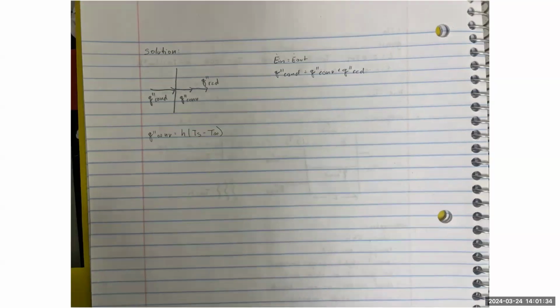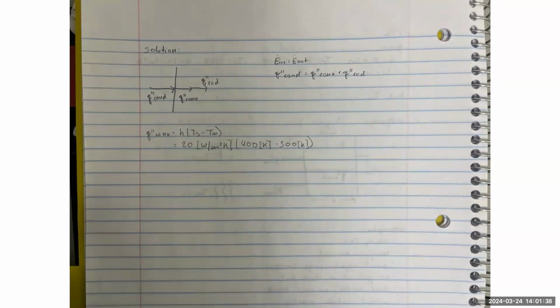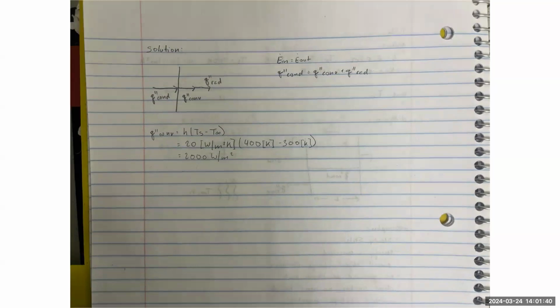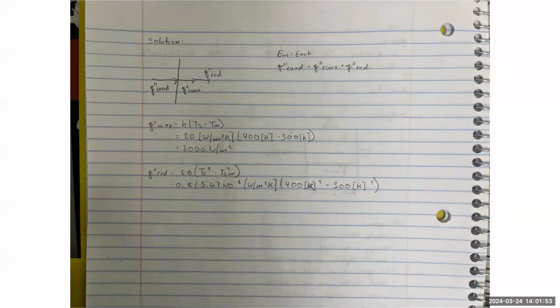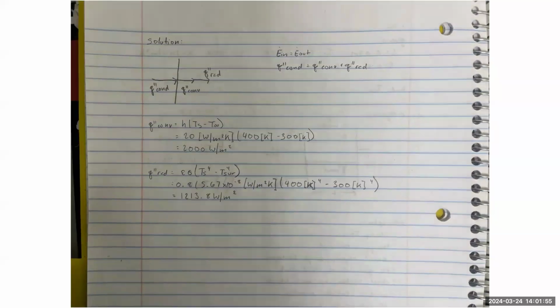So first up, we're going to solve for convection. After plugging in the terms and canceling out units, you can see that the heat flux of convection is equal to 2,000 watts per square meter. Next, we'll solve for radiation. Once again, plugging in our terms and constants and canceling out units, you can see that the heat flux of radiation is equal to 1,213.8 watts per square meter.